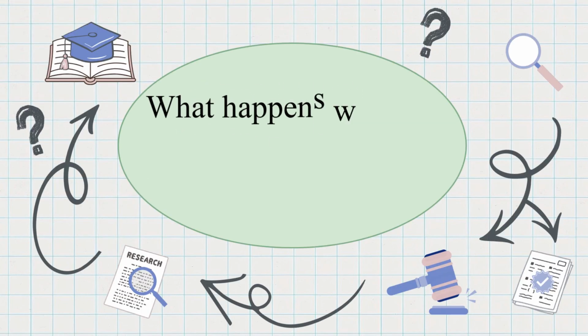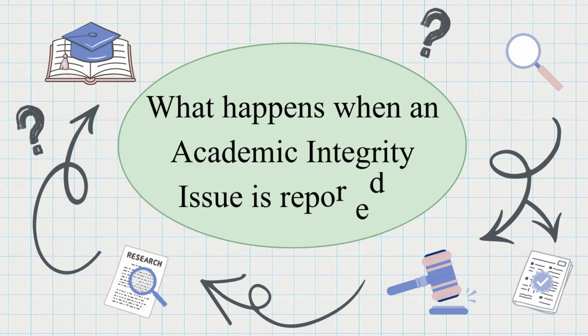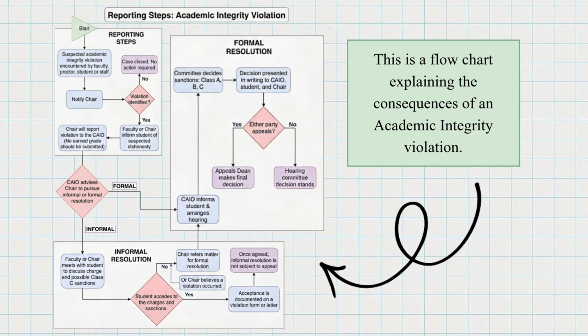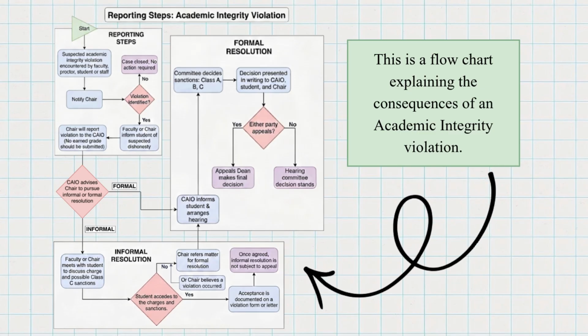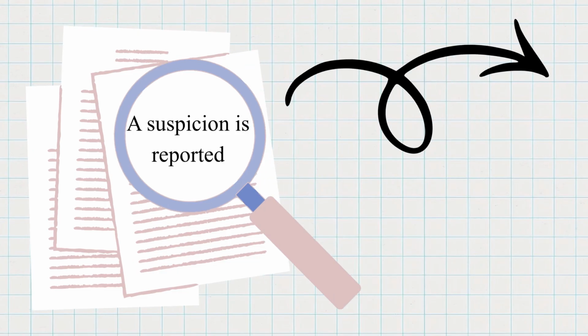This video will answer the question, what happens when an academic integrity issue is reported? This flowchart explains the process and potential consequences of an academic integrity violation.